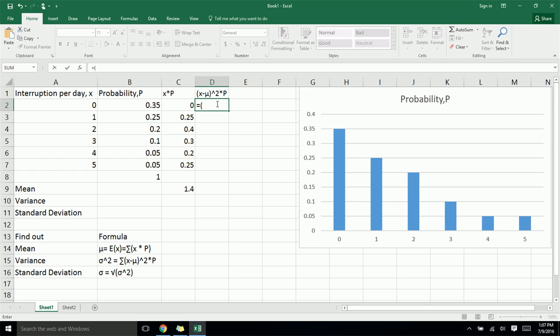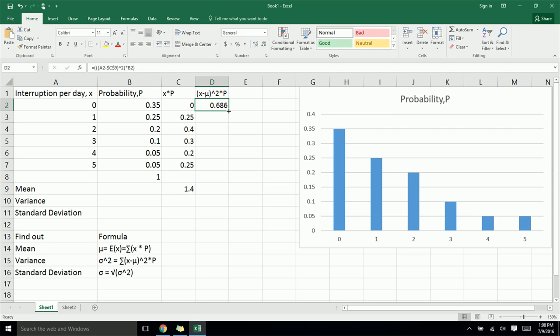So first of all, type equal sign, put parentheses. I'm gonna give 3 parentheses and then select the outcome x minus the mean, and I'm going to lock the mean because I want to deduct the mean from each of the outcomes. So I'm gonna close the first parenthesis, then I'm gonna square it, close parenthesis again, and then multiply by probability, which is 0.35 here, then close the final parenthesis and then enter.